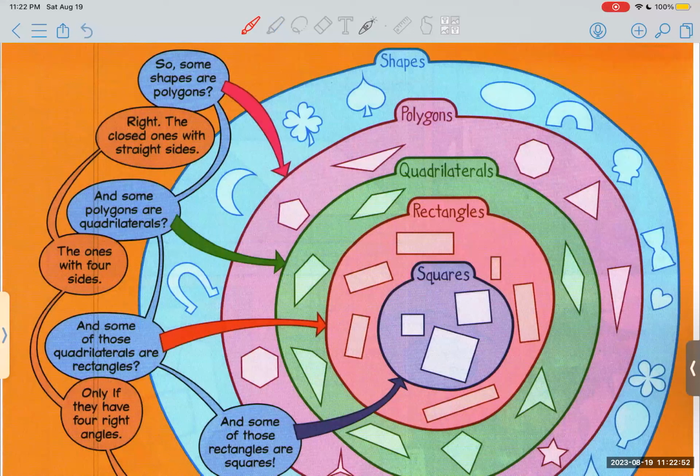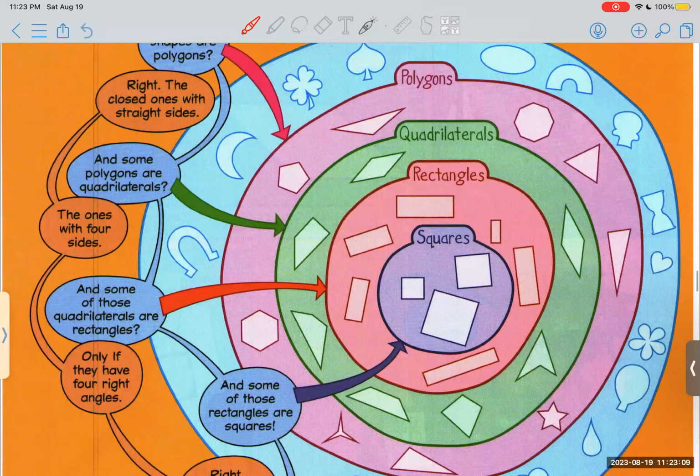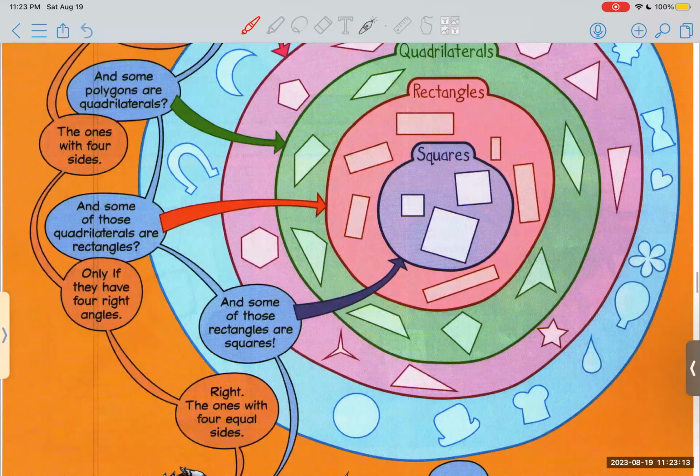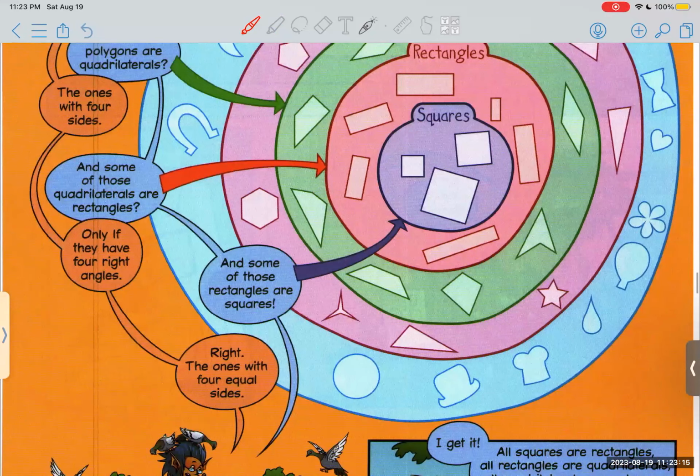So some shapes are polygons, right? The closed ones with straight sides. And some polygons are quadrilaterals, the ones with four sides. And some of those quadrilaterals are rectangles, only if they have four right angles. And some of those rectangles are squares, right? The ones with four equal sides are squares.